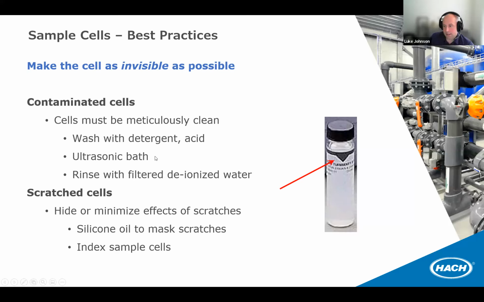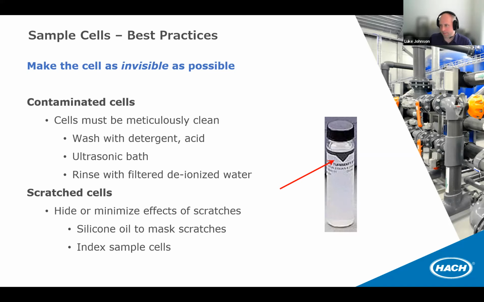Also, if scratched cells are kind of inevitable to some extent, the best way to minimize the effects of scratches is to apply a silicone oil to the outside of the glass, and that's pretty straightforward. We provide silicone oil with all of our turbidimeters, and you just put a drop on a Kimwipe or even on the vial itself and just wipe it around. You don't want to leave big blobs of oil on there because again, that will be read as turbidity, but really you're just trying to fill in any scratches with that oil so that you don't get a reflection from those scratches.